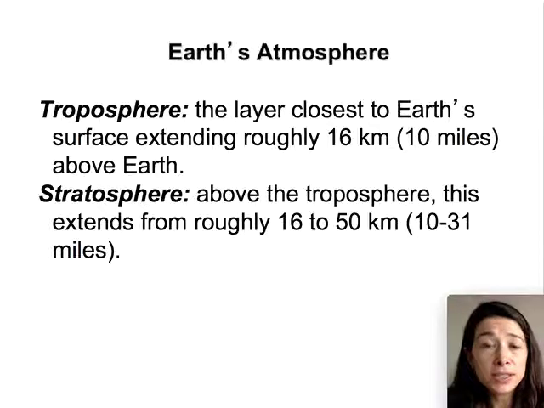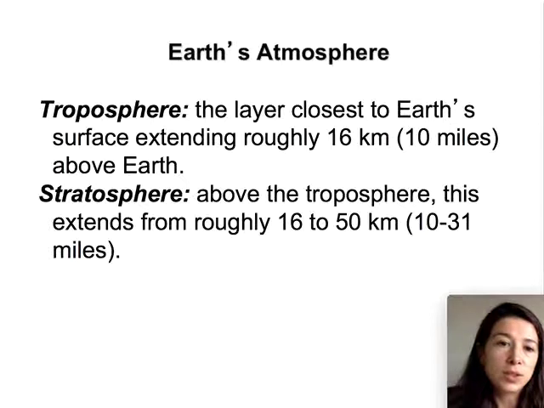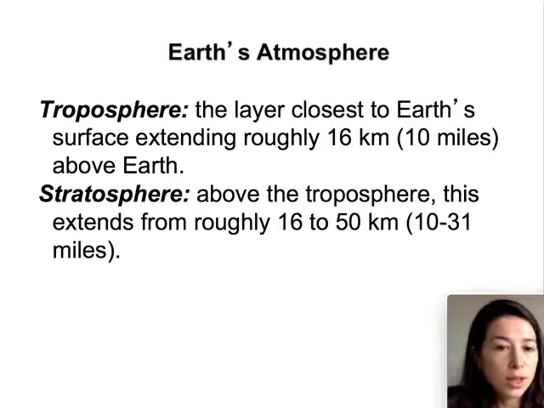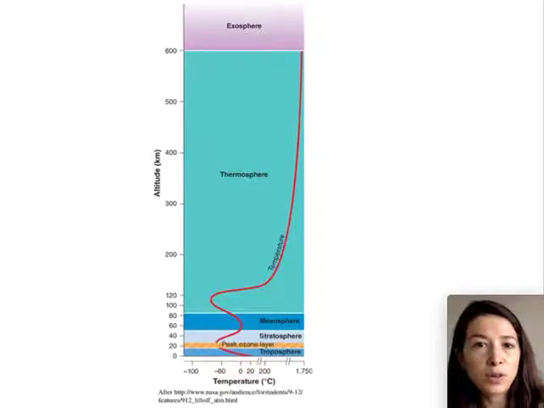Earth's atmosphere is composed of multiple layers, and these layers differ from each other with regards to how far they are from Earth and the temperature, and at times they have different compositions of different gases. The troposphere is the layer that's closest to Earth, and it goes about 10 miles above where you're standing now. The stratosphere is above the troposphere, and this goes from about 10 to 30 miles. Let's look at a graphical representation of the different layers of the atmosphere.